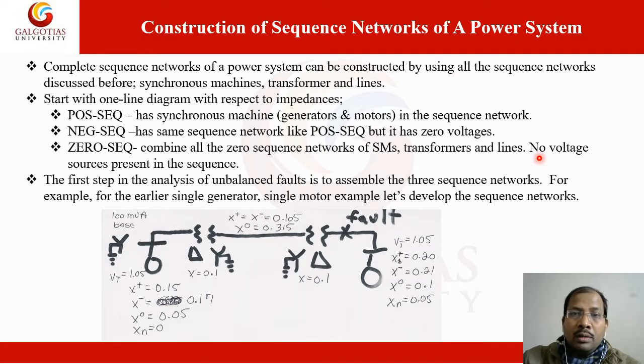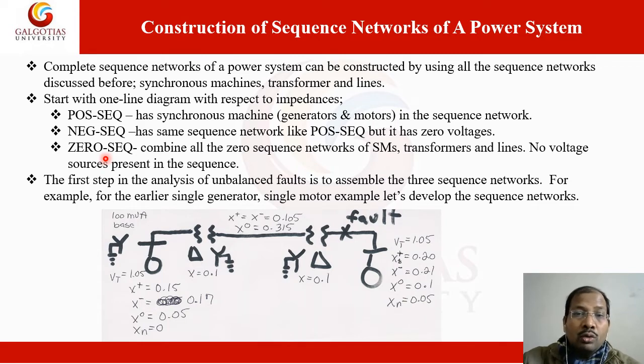Here is the construction of the sequence network of a power system. You know that we already discussed the three sequence components, that is the positive sequence, negative sequence and zero sequence. We observed that the positive sequence has the voltage source and impedances, while the negative sequence has only impedances. There is no voltage source. Zero sequence has only impedances and there is no voltage source. In this way, we can summarize in terms of the network.